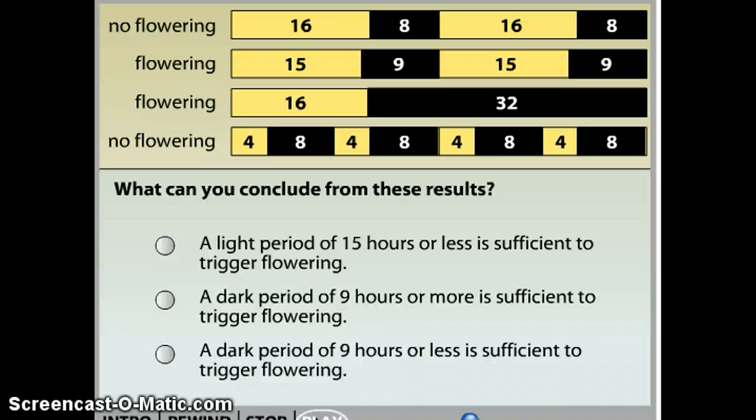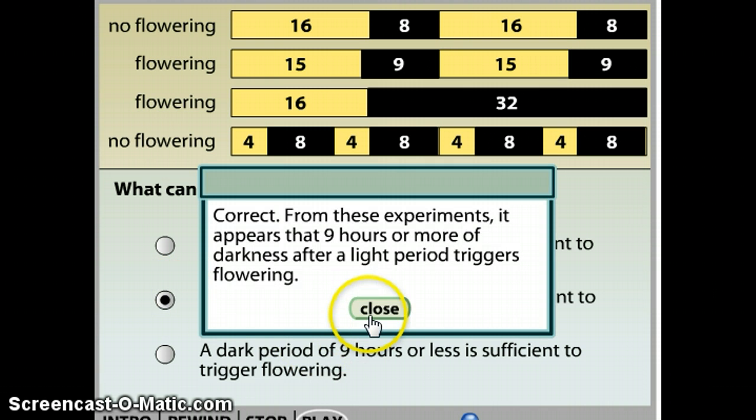But what you should be seeing is that these results show it's not the amount of short daylight, but it's actually the amount of long nighttime. So that means a dark period of 9 hours or more is sufficient to trigger flowering.